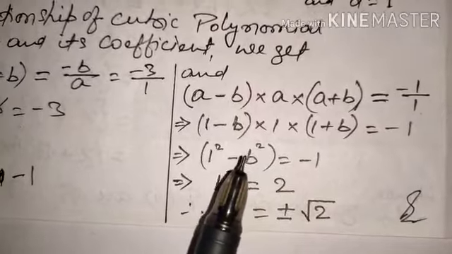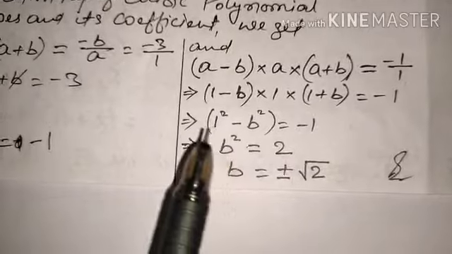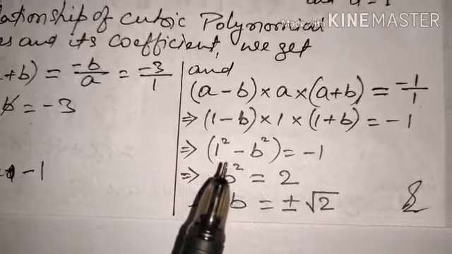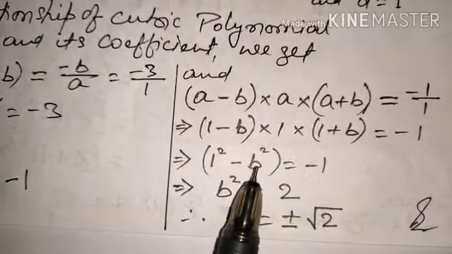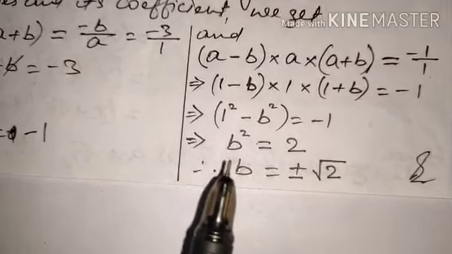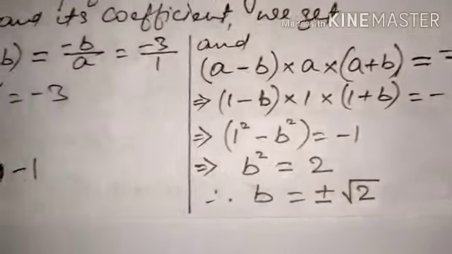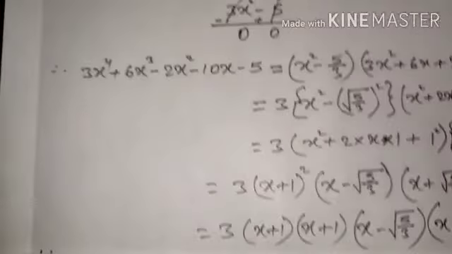Now simply solving it, a minus b into a plus b will be a square minus b square, that is 1 square minus b square. Now just skip one step, it's very easy. So 1 minus b square is equal to minus 1. We'll move this b square to this side and this minus 1 to that side. So 1 plus 1 becomes 2, and b square is on the other side. So finally we get b square is equal to 2. Therefore b is equal to plus minus root 2. So this is the value of b and this is the value of a. We have solved this question. Let us move on to another problem very fast.